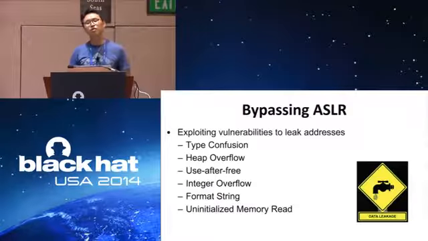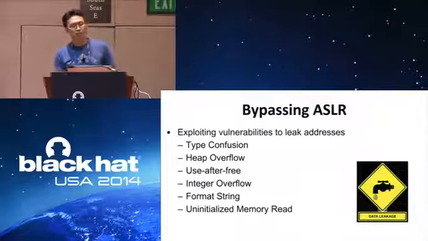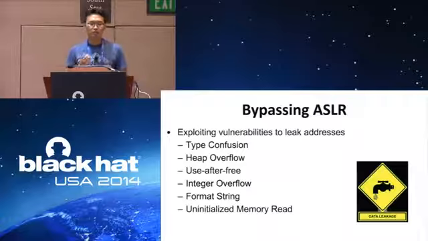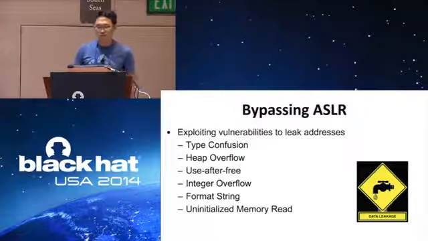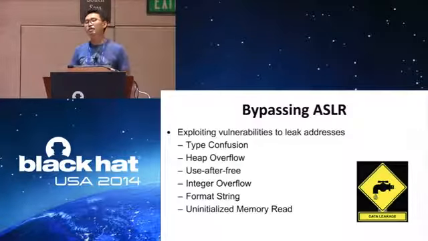The other way to bypass ASLR is to exploit vulnerabilities, like type confusion, heap overflow, use-after-free, integer overflow, format string, or uninitialized memory read. Then there is a high chance that you can get some of the memory footprint, and that memory footprint usually has addresses, like virtual function pointers. And usually if you have a virtual function pointer or a function pointer, then you can get the whole module address.